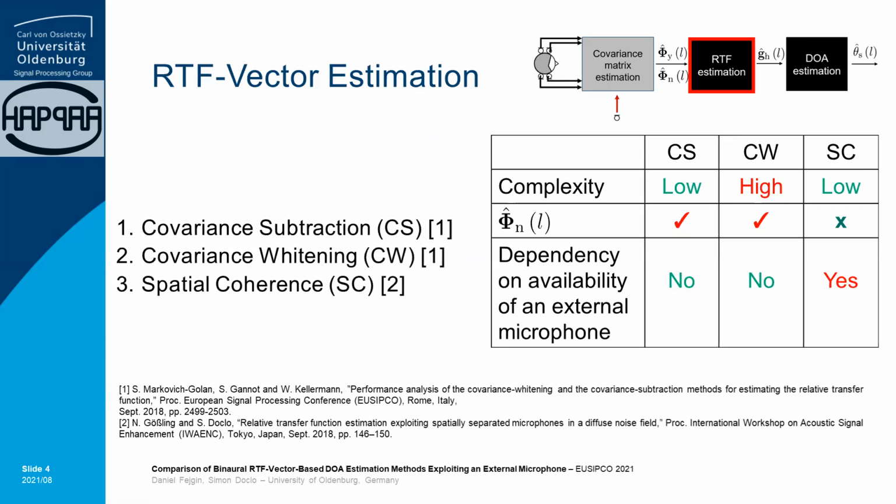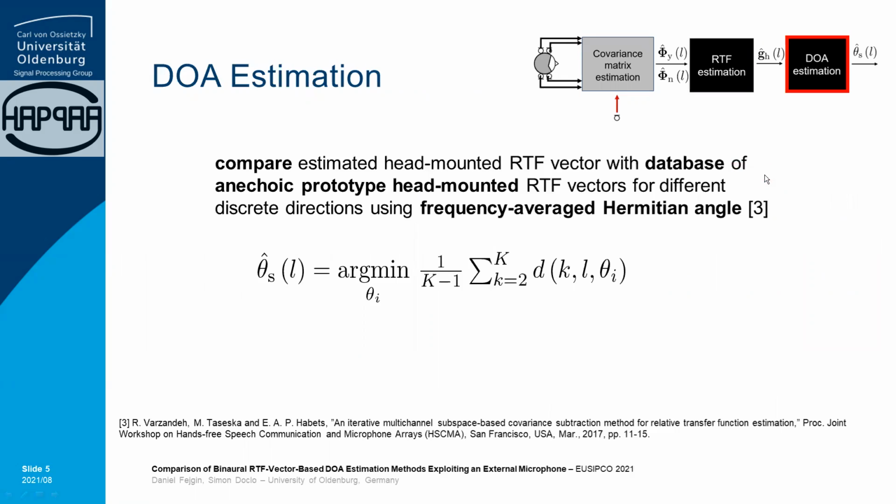This should not be misunderstood that one cannot make use of an external microphone to estimate the head-mounted RTF vector. That is why we stress that, in addition to the head-mounted microphones, an external microphone can be employed and is employed to estimate the head-mounted RTF vector. To estimate the head-mounted RTF vector, we make use of state-of-the-art covariance subtraction and covariance whitening, as well as the recently proposed spatial coherence method.